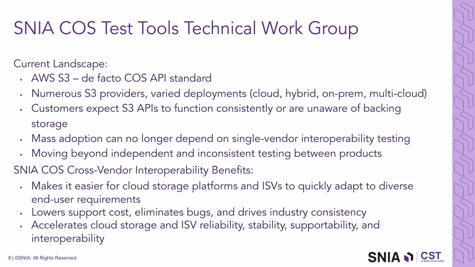Mass adoption means that you can't really rely on yourself for all testing. It's incredibly expensive, and it's a broad API. And although we all have different strategies, they can be inconsistent across products, and generally one organization can't test all of the other ones. So SNIA can offer some benefits in this case.